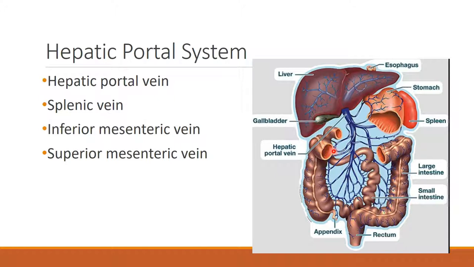Let's do one more. Let's imagine we're talking about blood being drained from the small intestine. From the small intestine, blood will be in the superior mesenteric vein, into the hepatic portal vein, into the liver for filtration, then to the hepatic veins, then to the inferior vena cava. So, portal system is probably the trickiest part of veins to figure out.